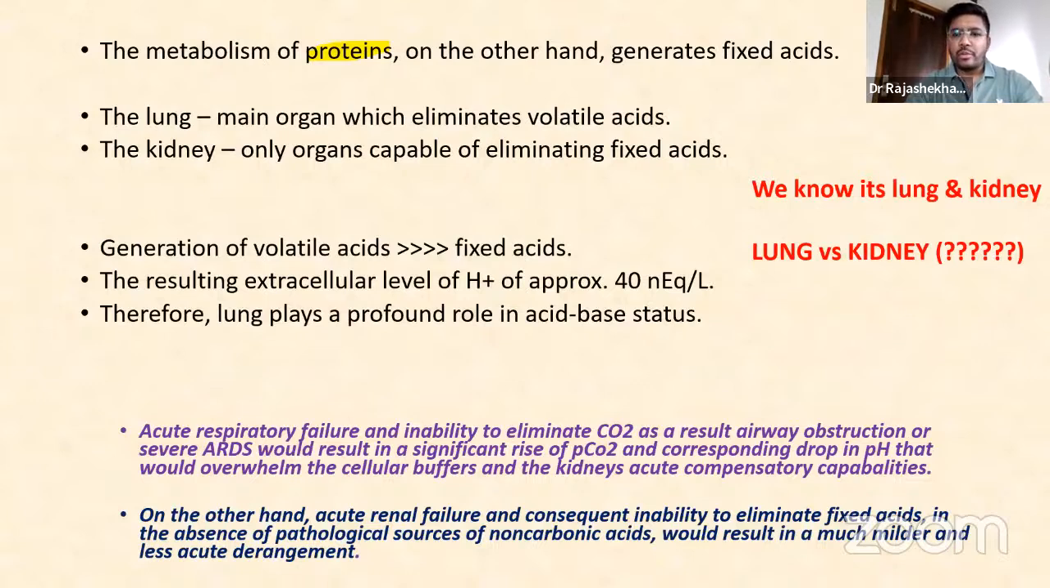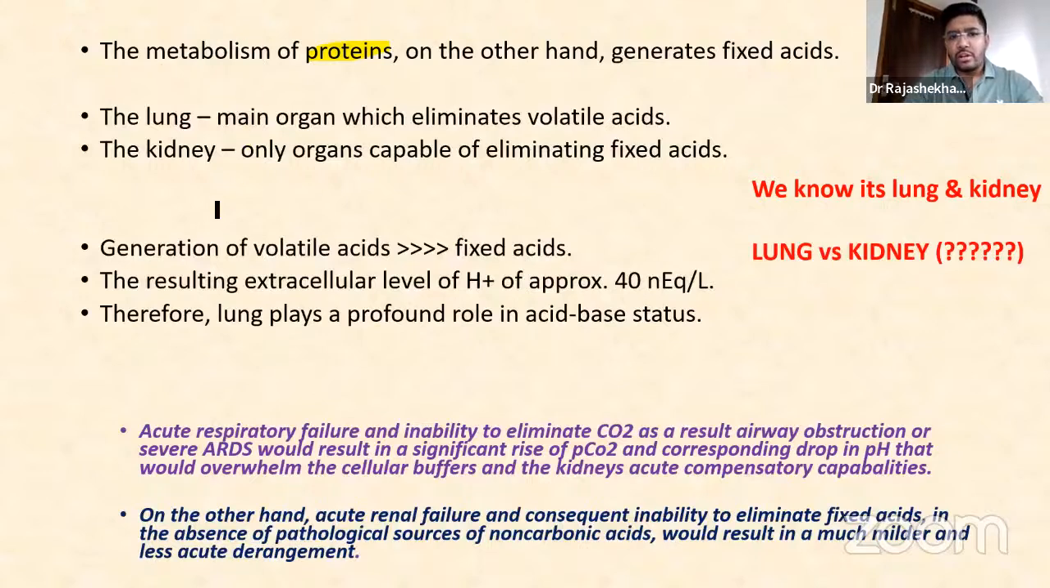We know that the daily metabolism of carbohydrate and fat together is much more than the metabolism of proteins. So obviously the generation of volatile acids is more than the fixed acids. Comparing the amounts, volatile acid production is much greater than fixed acid production. This results in the lungs being the more important organ than the kidneys whenever there is an acute deterioration; the kidneys come into the picture very late. The immediate action is usually taken by the lung to excrete the acid.